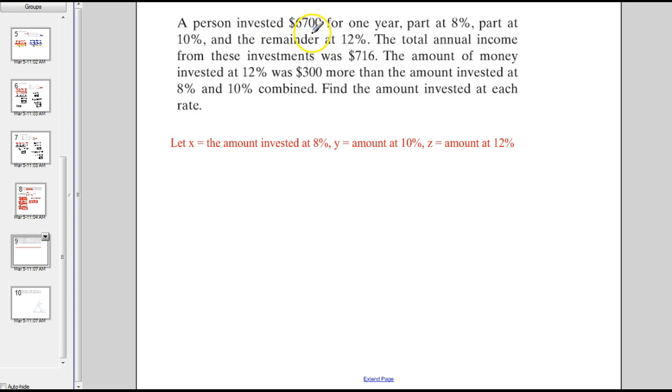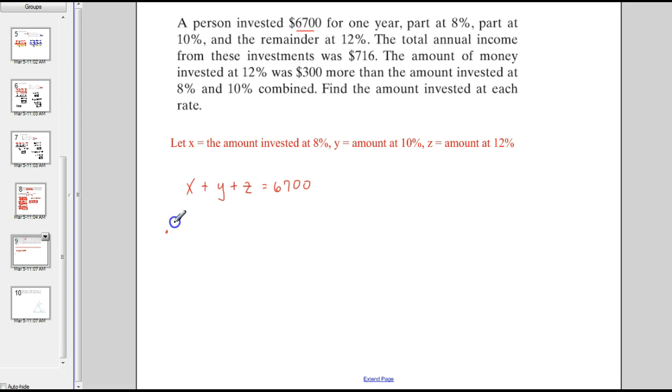So the first thing we're going to do is, this is the total amount invested. Okay, so these 3 amounts, whatever they are, X, Y, and Z, have to add up to the 6,700. So that's one equation. So X plus Y plus Z equals 6,700. Alright, now this one says the total annual income from the investments, the interest that was earned, was 716. So that came from the 8% of whatever X is plus the 10% of whatever Y is plus the 12% of whatever Z is, added up to 716.